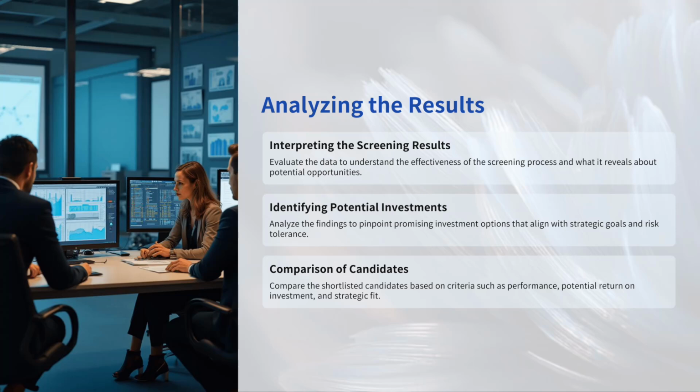After you run a screen, interpret the results by looking beyond raw lists to evaluate why a stock appeared and whether it fits your plan. Identify promising investments, compare shortlisted candidates on performance and strategic fit, and use this analysis to prioritize deeper research and construct a high-conviction watchlist for monitoring.